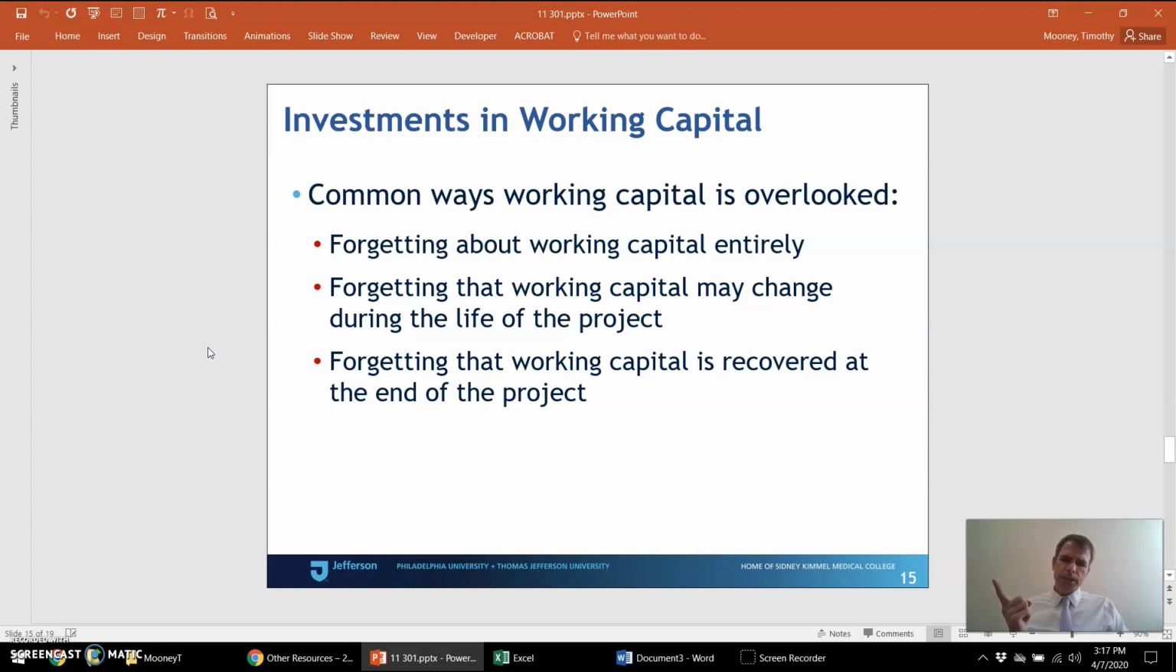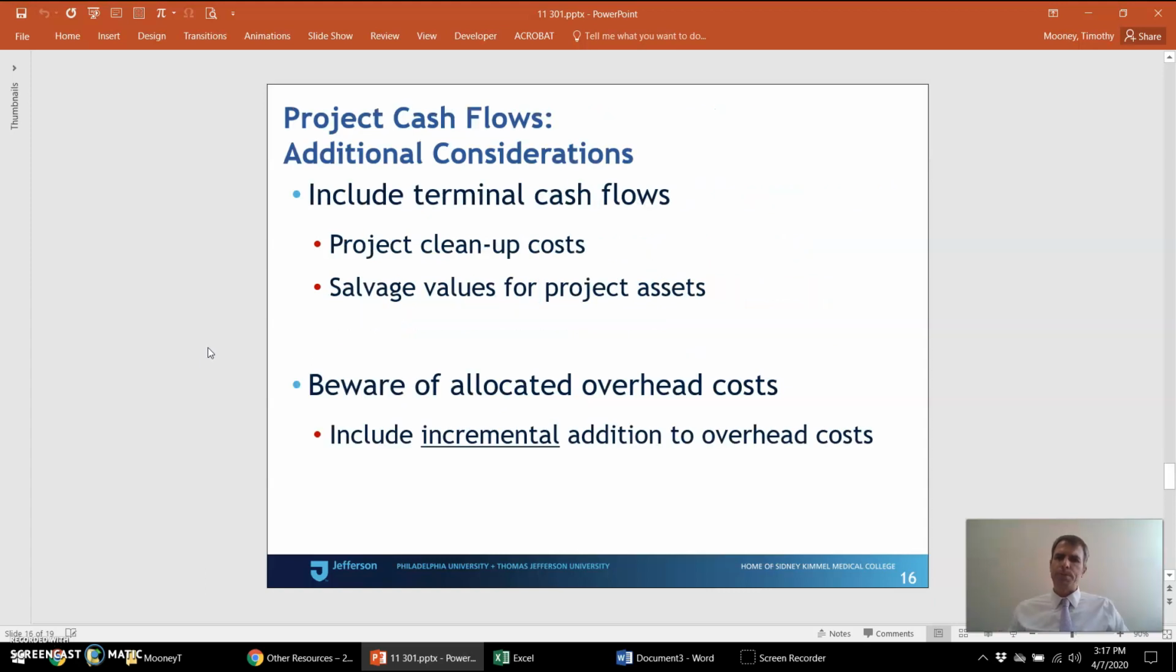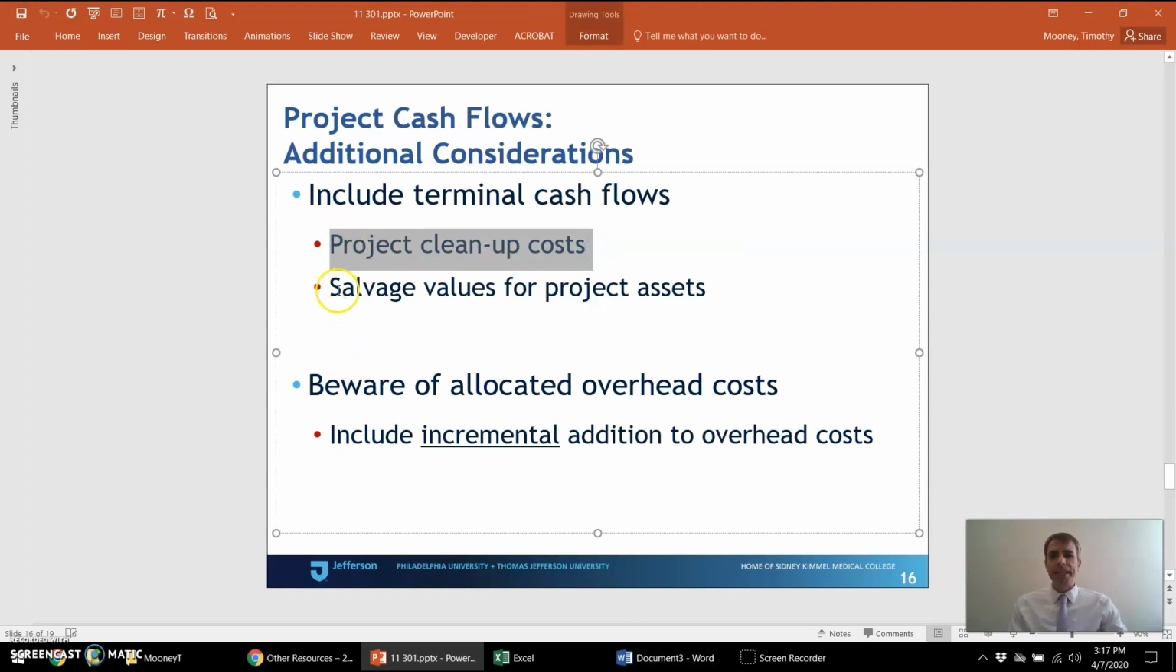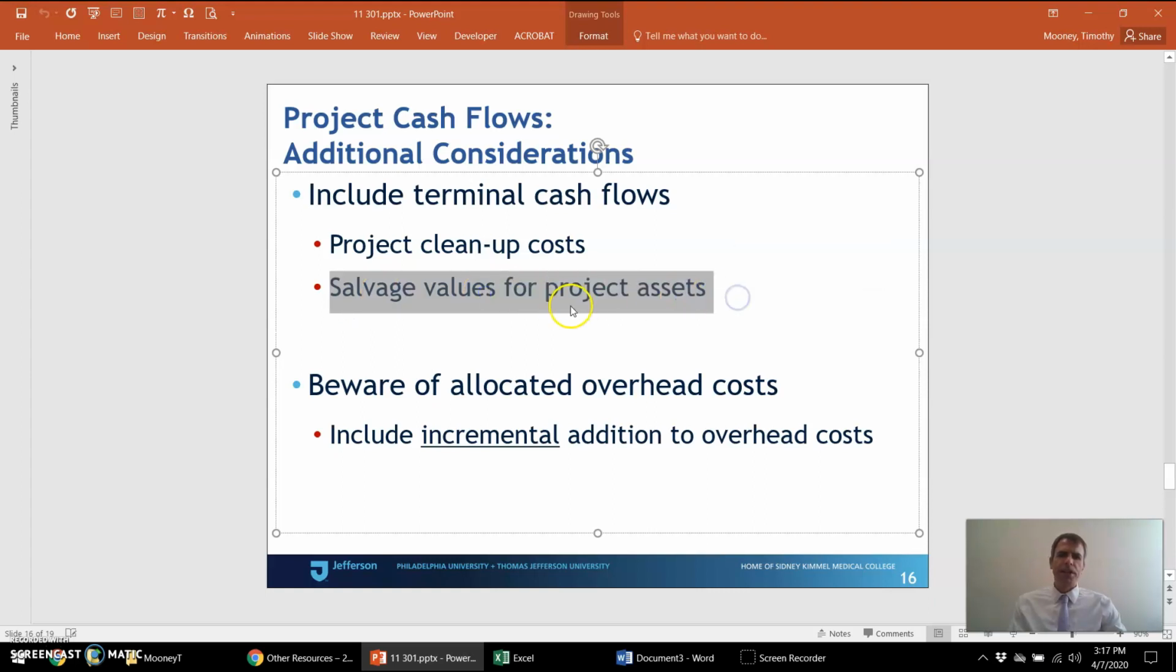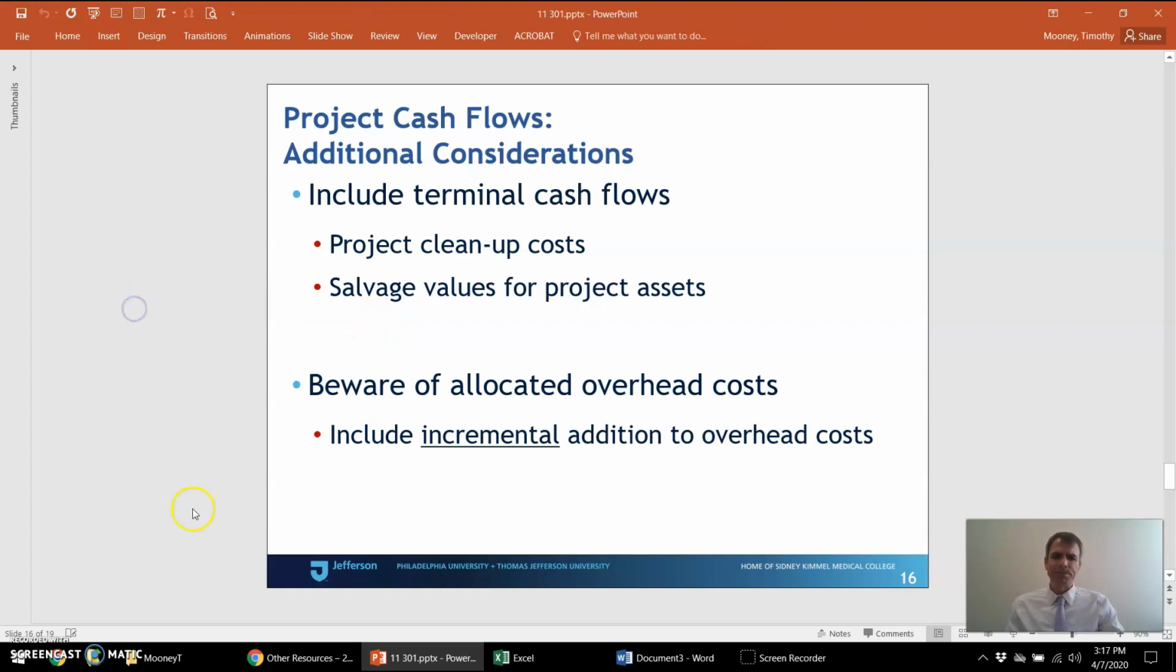So exclude sunk costs, include opportunity costs, include incremental indirect effects, right? Positive and negative side effects, and also include incremental changes in working capital. And then things like wrap-up costs, right? Negative, if there's environmental impact, for example, negative cash flows associated with cleaning up after yourself. We should include those if they're incremental. Or if we can sell some assets like manufacturing equipment when a project's life is over, we can sell some assets for money. We should include those if they're incremental.